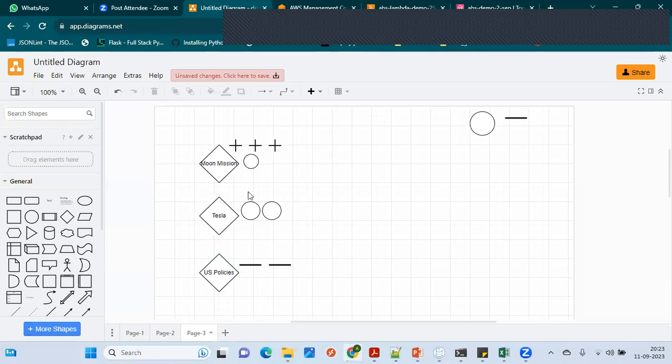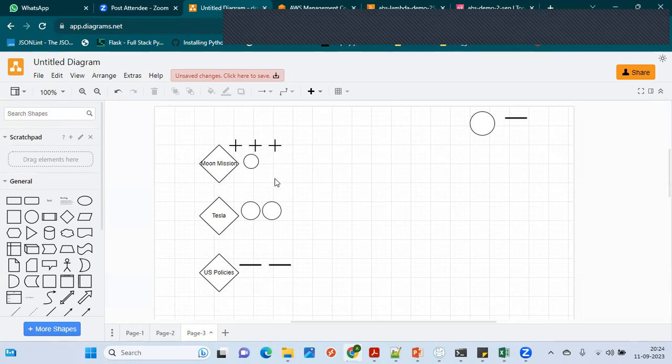What about the second one, the Tesla tweet? How is the sentiment? Circle represents neutral, the minus represents negative, and the plus represents positive. Neutral. Perfect. And what about the third tweet? Negative, right? So it's very easy by just looking at this image to find out the overall sentiment of a tweet.